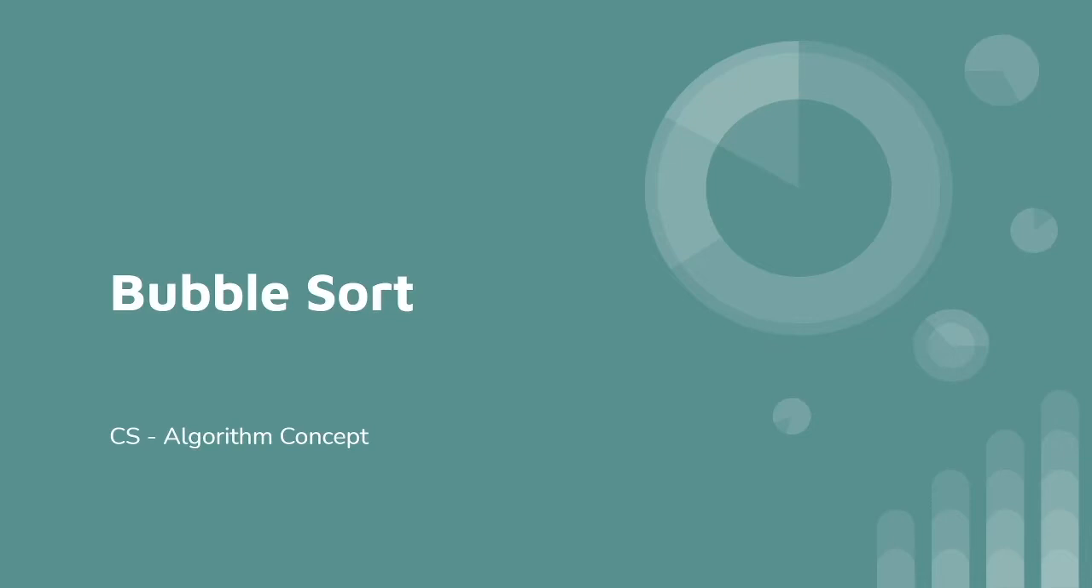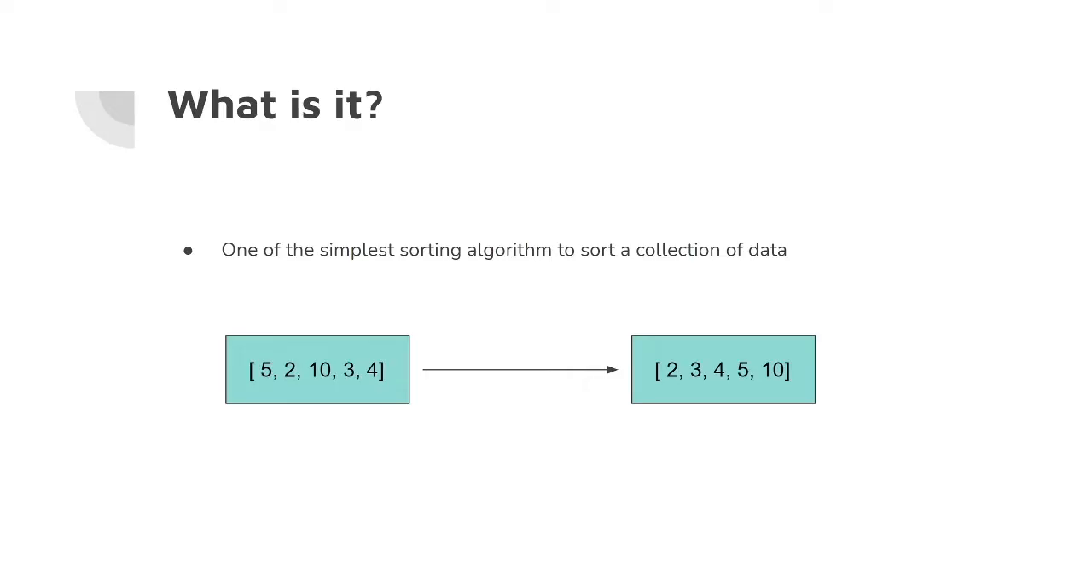And what is bubble sort? Well, bubble sort is a computer science concept, more of an algorithm concept. It's one of the simplest sorting algorithms to sort a collection of data. So in this case, we're sorting from the lowest to the highest. You can change the sorting condition based on what you need, like highest to lowest, but the concept is the same on how these numbers are sorted.